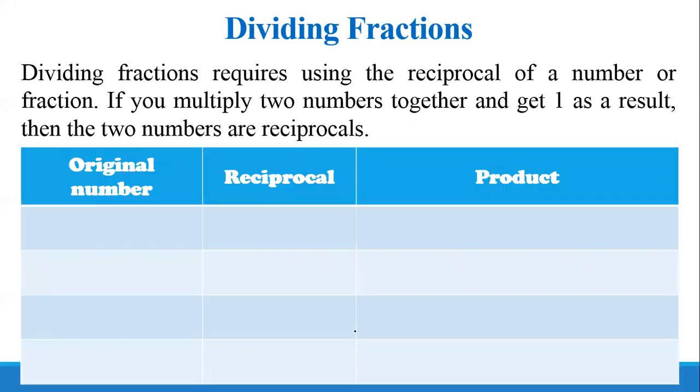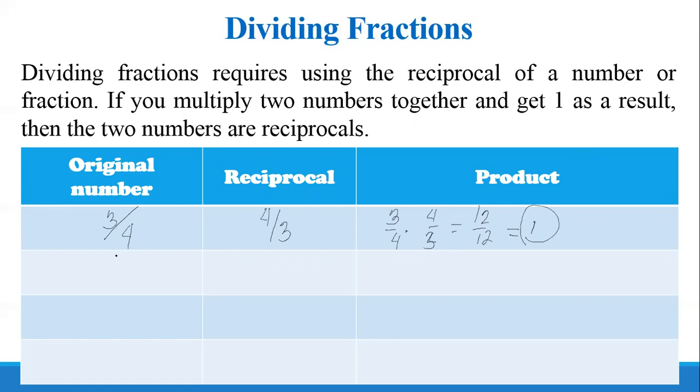For example, let's say we have the fraction 3/4. What is the reciprocal of 3/4? This is 4/3. And what is the product? When we multiply them, we get 12/12, or this is equal to 1. So, if you multiply two numbers together and get 1 as a result, then these numbers are reciprocals. The product is 1, so these are reciprocals.